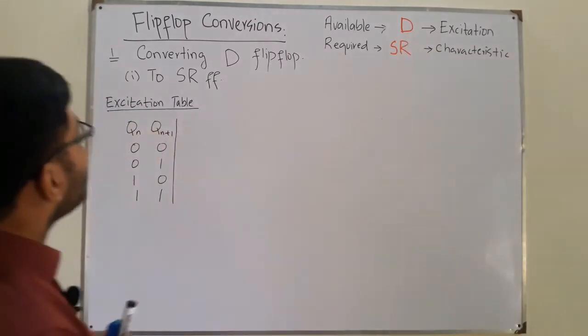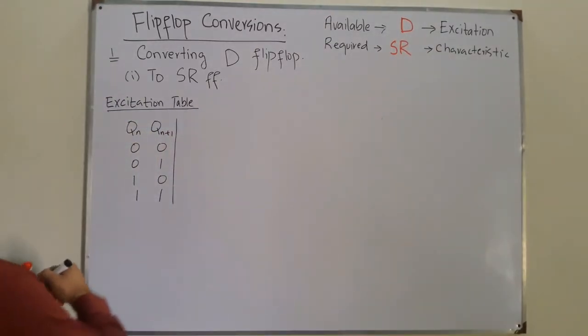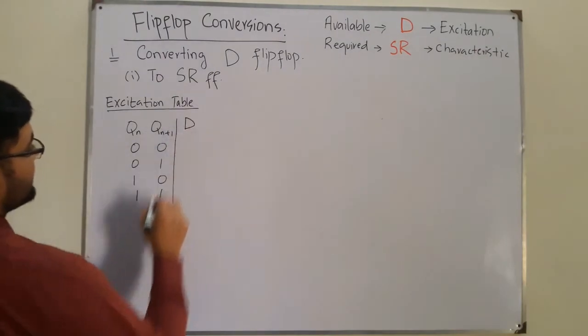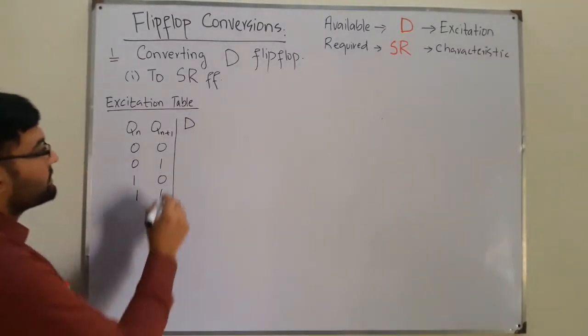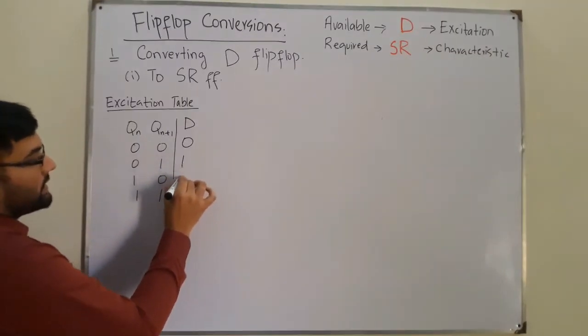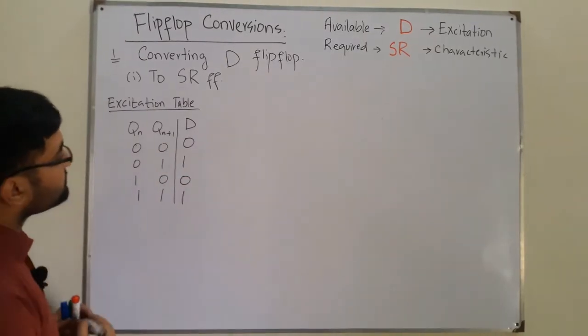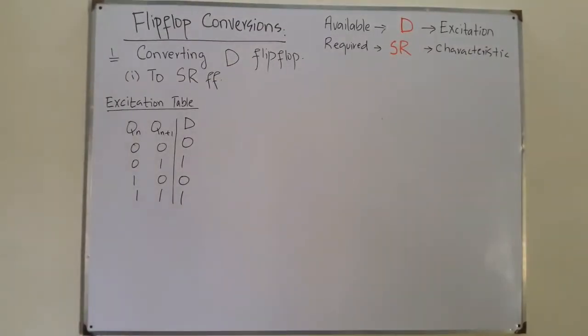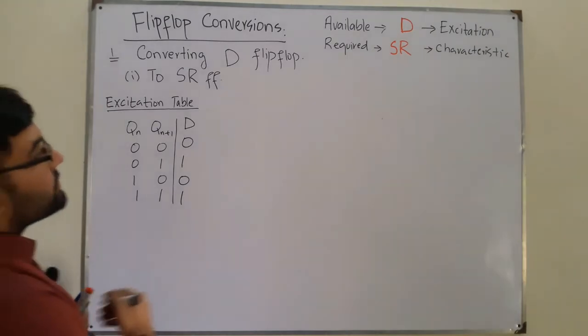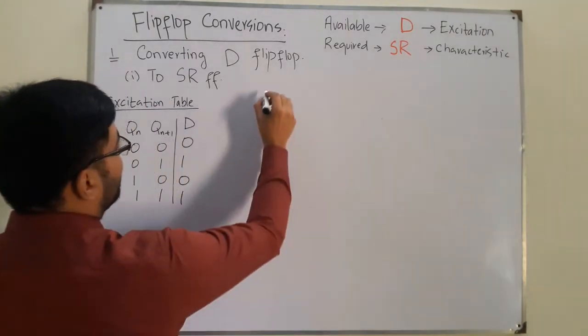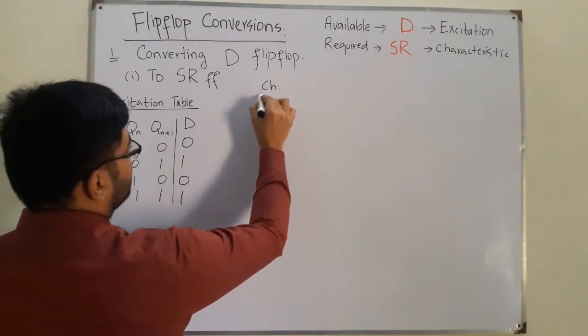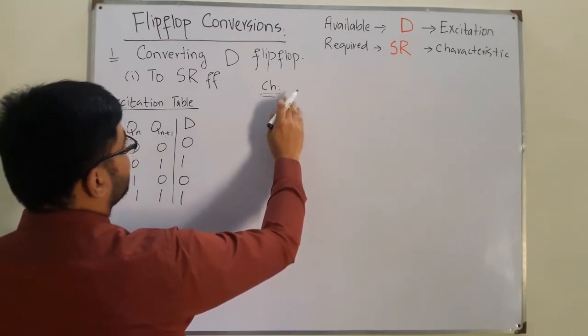For D, we have to draw the excitation table. The excitation table for D is the same as the next state, which means it's 0, 1, 0, 1. This is used for a delay. Now we have to draw the characteristic table for the SR flip-flop.